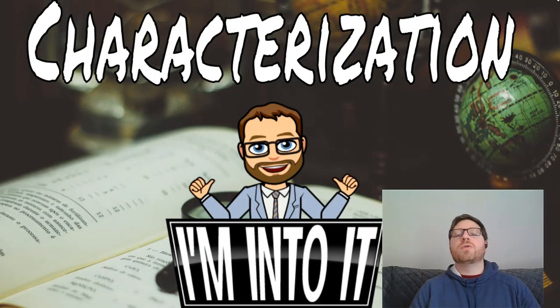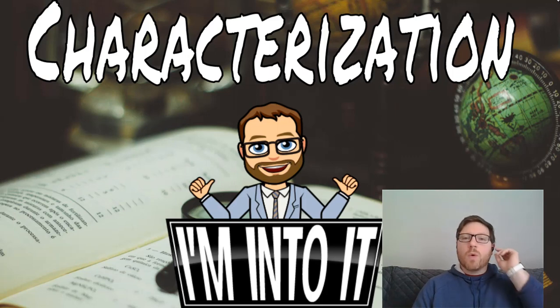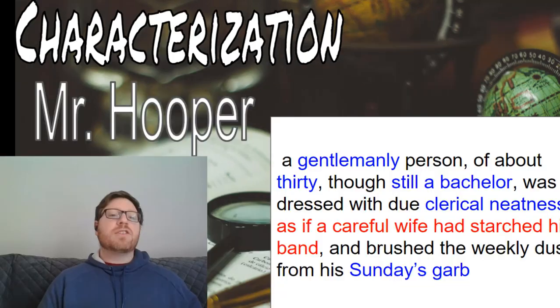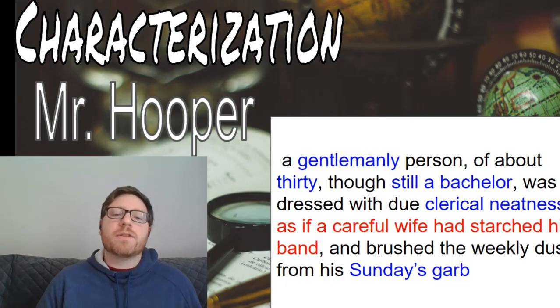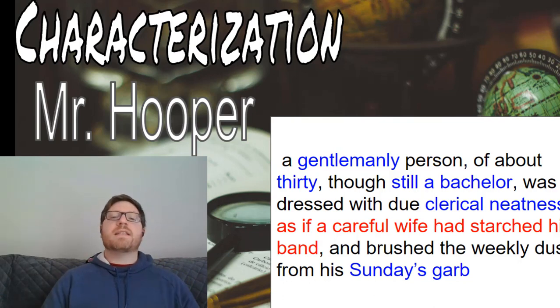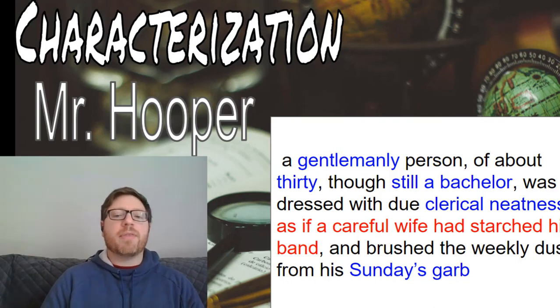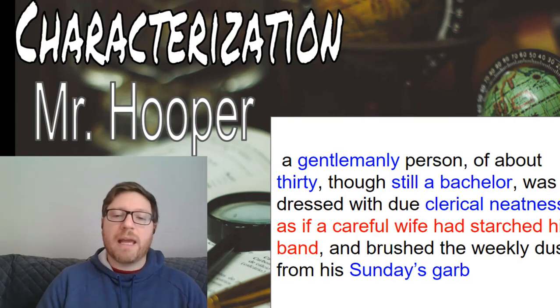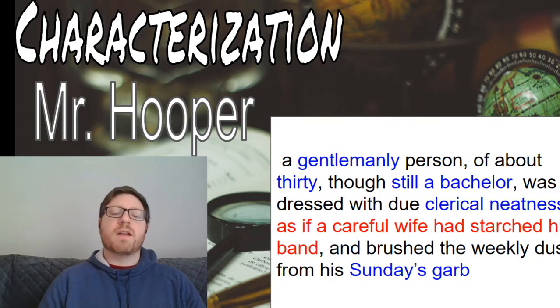Now, my third tool that I like to focus on is characterization. And honestly, it doesn't matter what order you do all this in. It depends on the text. So characterization here is going to be about the personality of the characters that are coming up in whatever passage you're reading. And so, obviously, the main character here is Mr. Hooper. He's even described as "a gentlemanly person of about 30, though still a bachelor, and dressed with due clerical neatness, as if a careful wife had starched his band and brushed the weekly dust from his Sunday's garb."